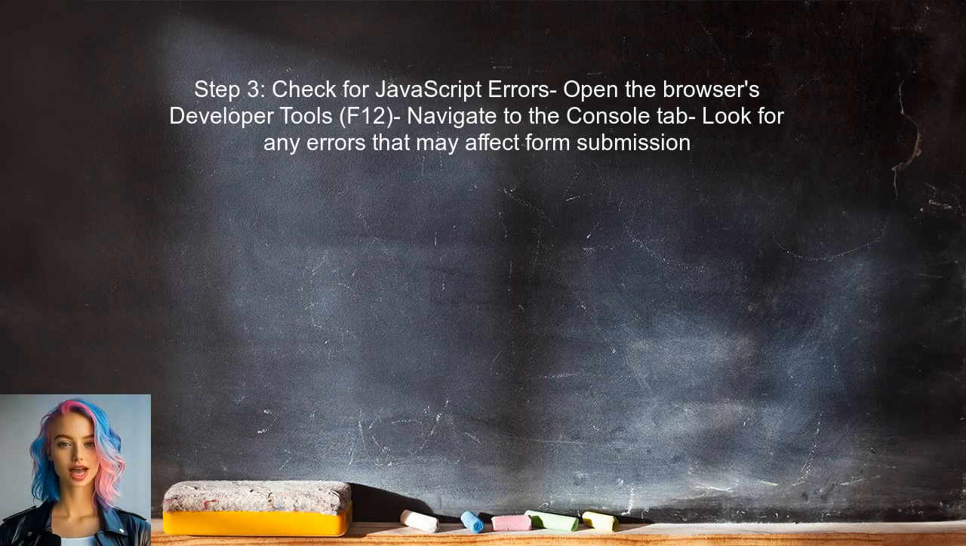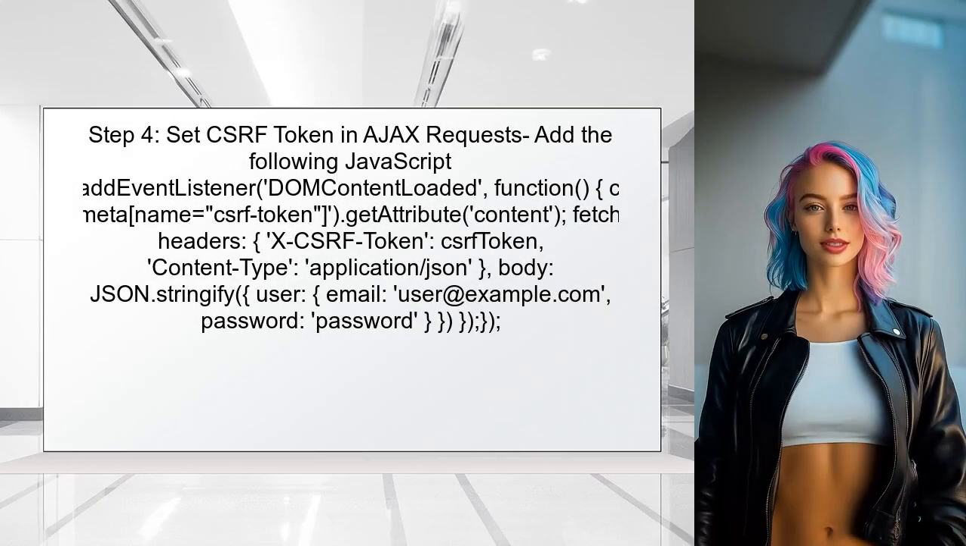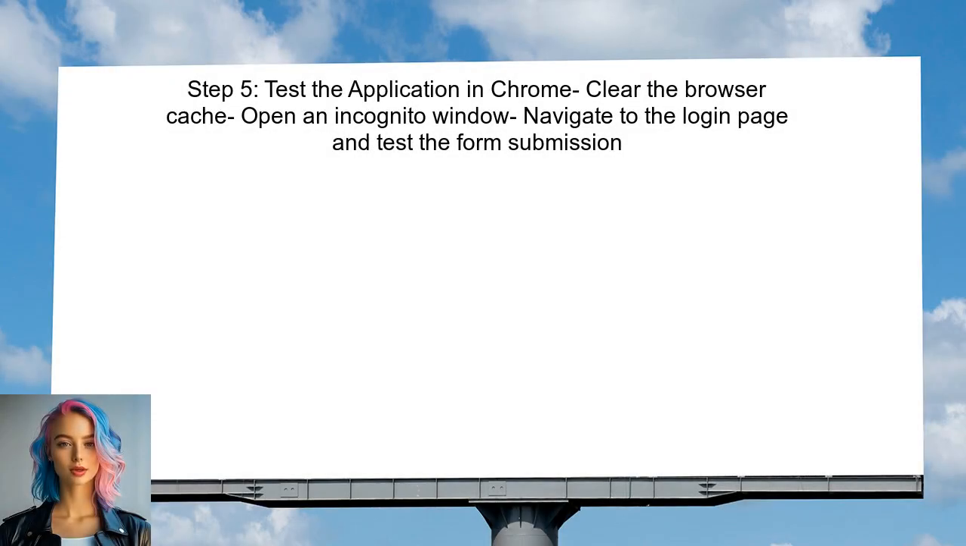After confirming the CSRF token is present, the user should check the browser's console for any JavaScript errors that might prevent the token from being sent with the form submission. If the issue persists, the user should consider setting the CSRF token in the headers of the AJAX requests. This can be done by adding a JavaScript snippet to the application. Finally, the user should test the application in Chrome again after making these changes. If the problem still occurs, they may need to clear the browser cache or try in an incognito window.